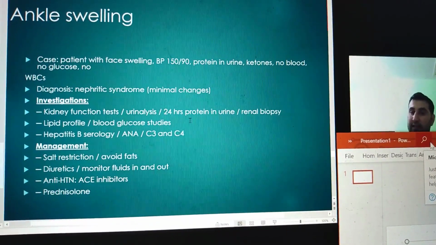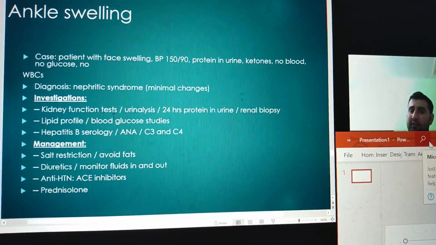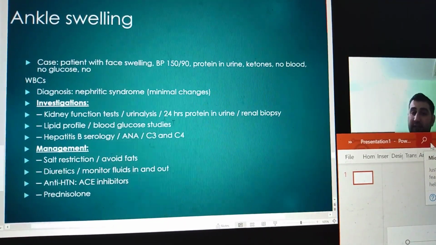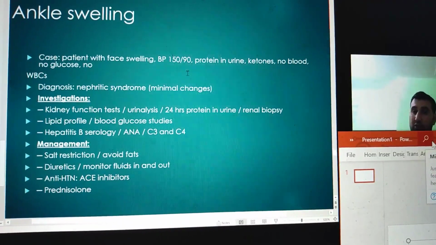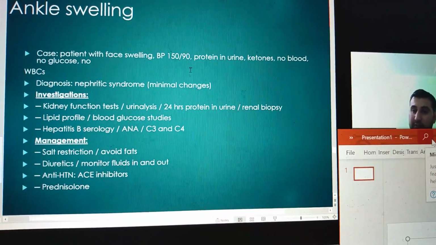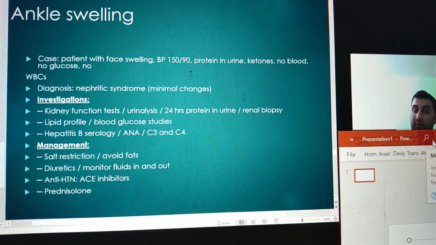This patient's not diabetic. This patient's not in heart failure. He doesn't have any kind of hepatitis. He's possibly nephritic, a normal patient with swelling in the face. Get me a kidney biopsy, a renal biopsy. That's your end stage treatment.